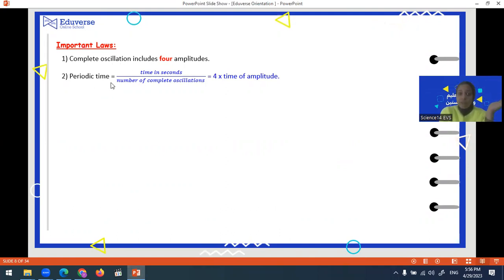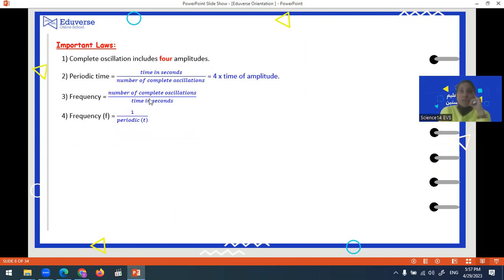Periodic time, it's very easy. It's the time. Okay, we are talking about periodic time. Put the time up. Periodic time, put the time up. Time in seconds, of course, over what? The number of complete oscillations. And we can get it another way. It's the time of one amplitude times 4, because we have 4 amplitudes to complete one oscillation. This is very logical. But what about the frequency?